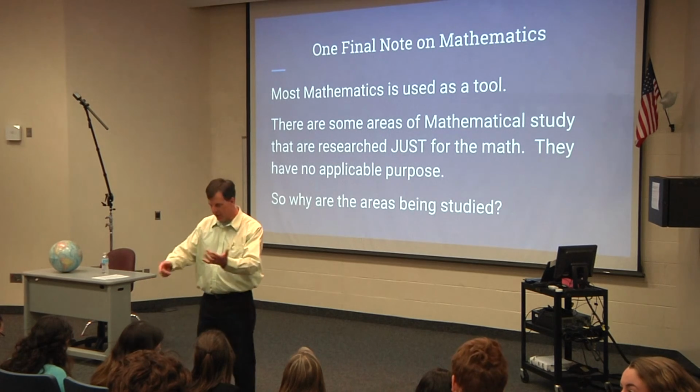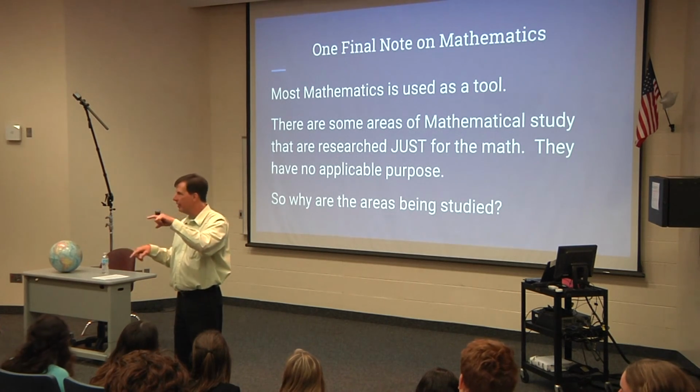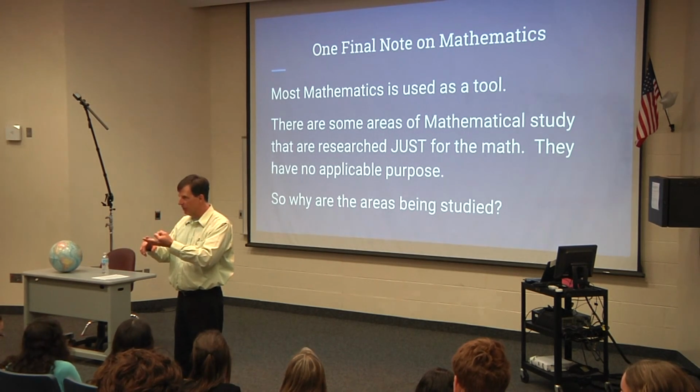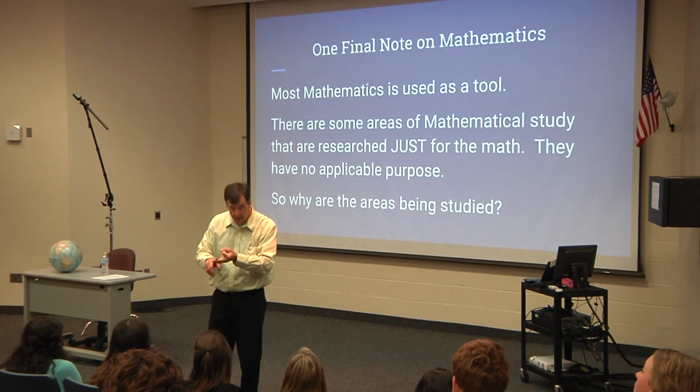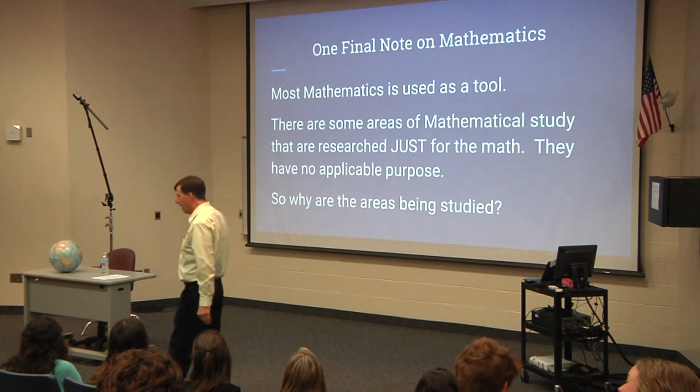You guys all know, given a right triangle, a squared plus b squared is equal to c squared. Hopefully your geometry teacher did prove that to you. That works all the time.